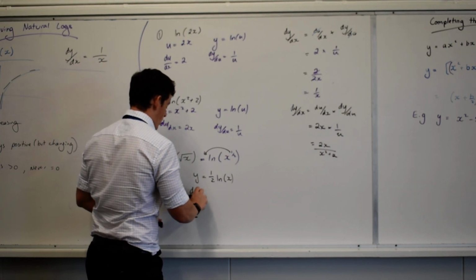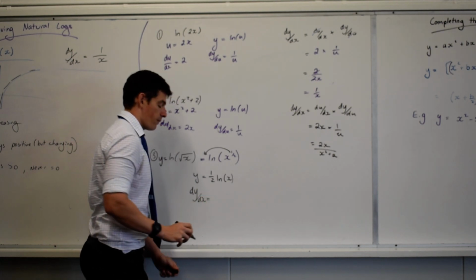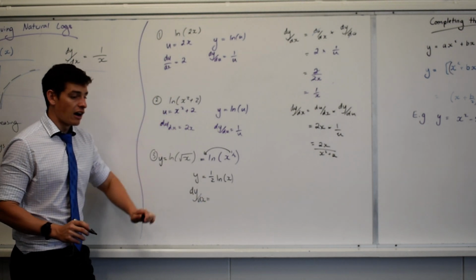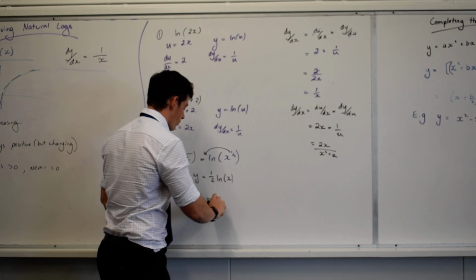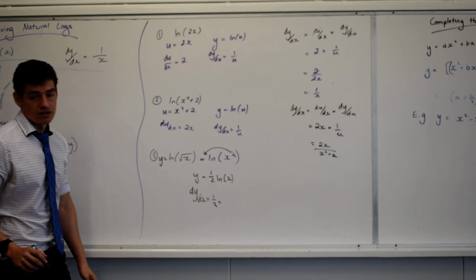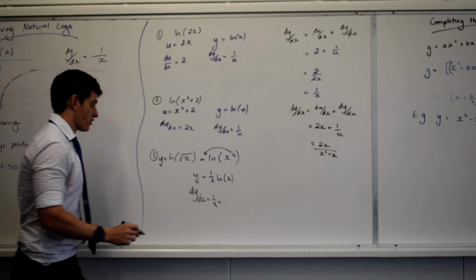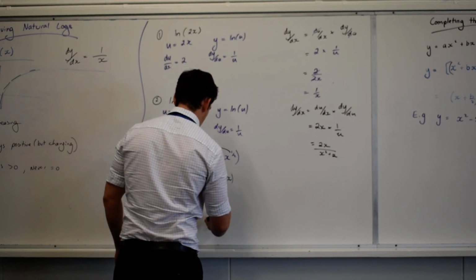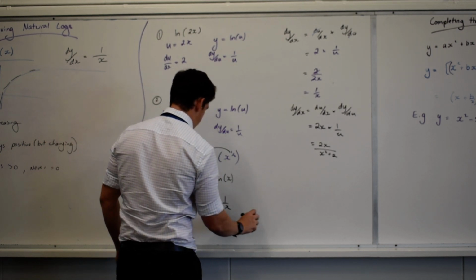If I want dy dx, I don't even need to use the chain rule here. Because I don't need to worry about the half, it just stays at the front, and I multiply it by whatever my derivative is. Which is just 1 on x, correct? Which is 1 on 2x.